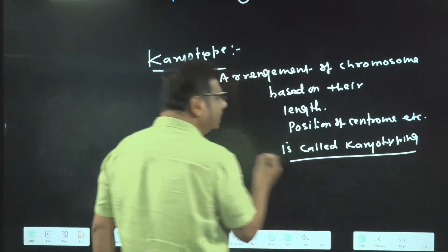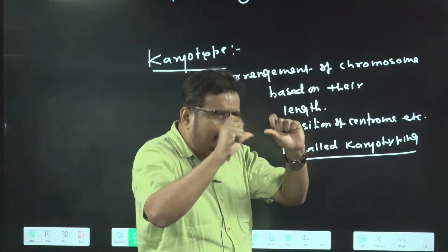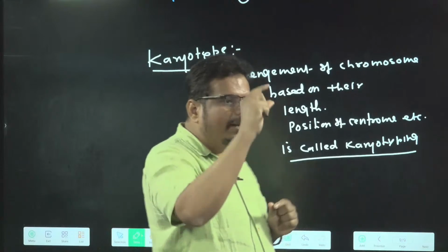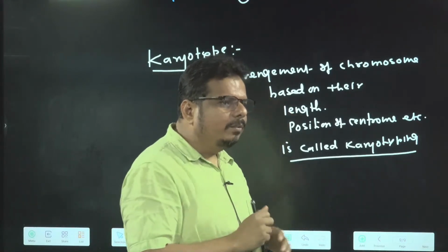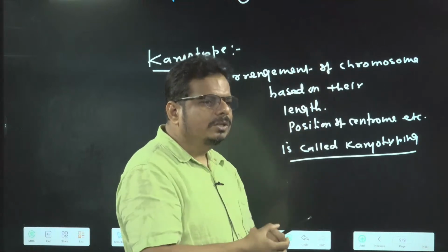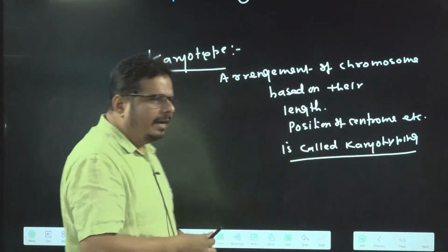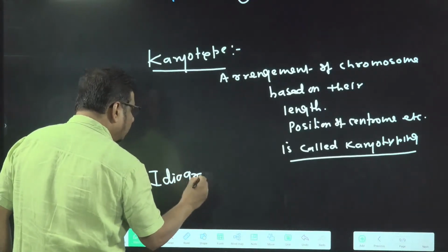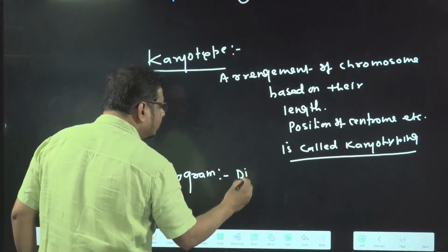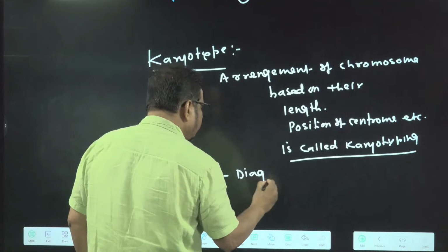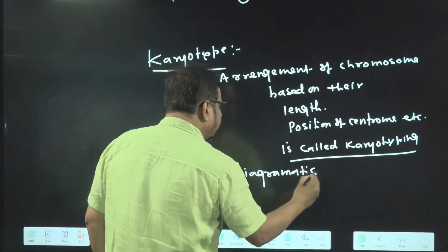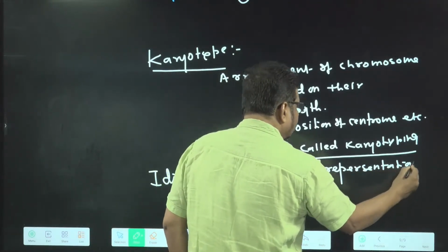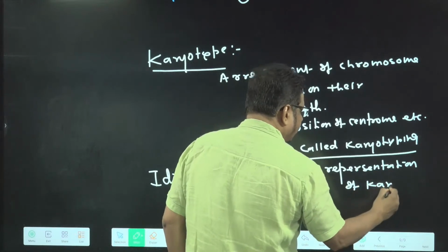So when each and every chromosome has a picture, when you click a picture of chromosomes, you will find someone long, someone short, someone has the centromere in the middle position, someone has the centromere away from the middle position. Are you getting the idea or not? And what is another term? Ideogram. Ideogram is what basically? Diagrammatic representation of karyotype.